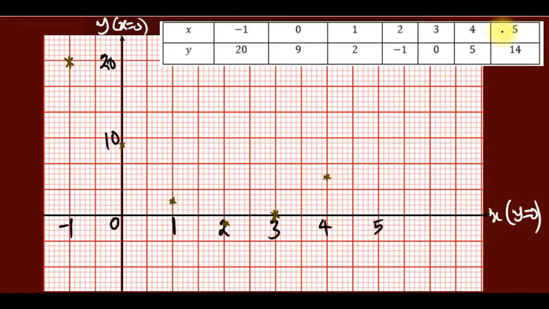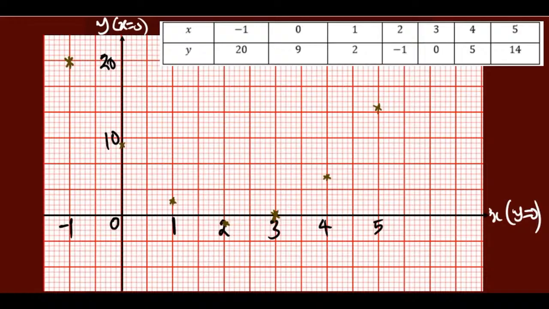So that's it. When x is 5, y is 14. So count 14 over 0.667. So we have 20.9. It is almost 21 grid lines. So count. That's 5, 10, 15, 20, 21. So that's here. So we are done with the points.